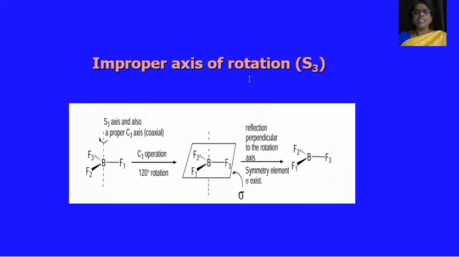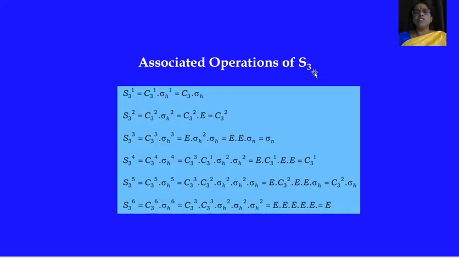Then the next example, the S3 axis, the BF3 molecule. We are rotating through 120 degrees, therefore C3, with respect to the Z axis, the axis passing through only boron. Then we are reflecting in the molecular plane, a plane containing all the atoms, that is the XY plane, and we will get the equivalent configuration. Associated operations of S3: till we get identity, we can proceed.